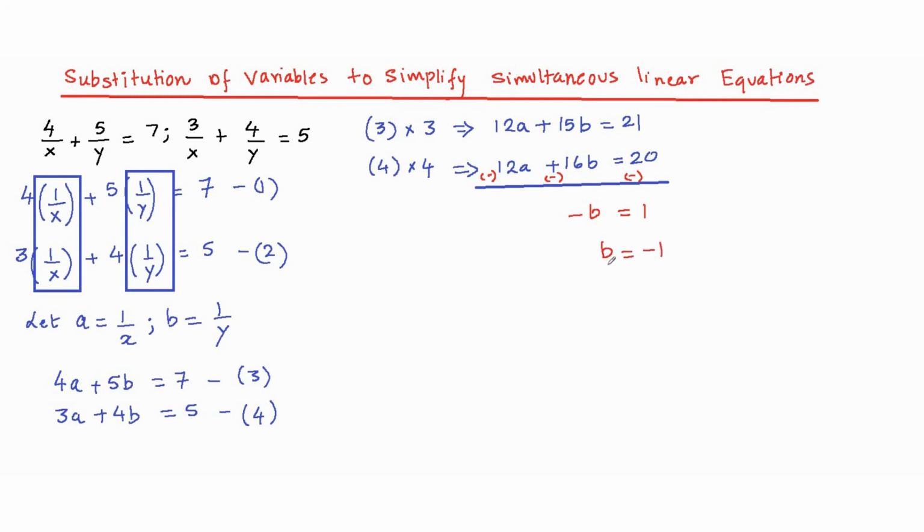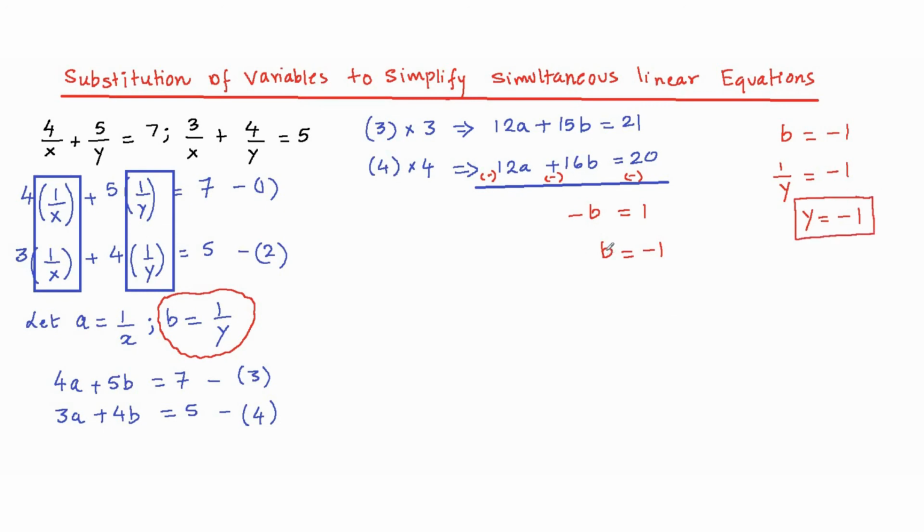But is b my original variable? No, b is just my intermittent variable. So from b is equal to minus 1, let me find the value of y. What was b? If you notice, b actually was 1 by y. So 1 over y is equal to minus 1, which means y is negative 1. So I have found the value of my y now.